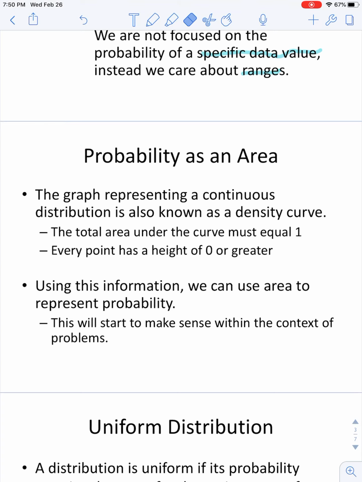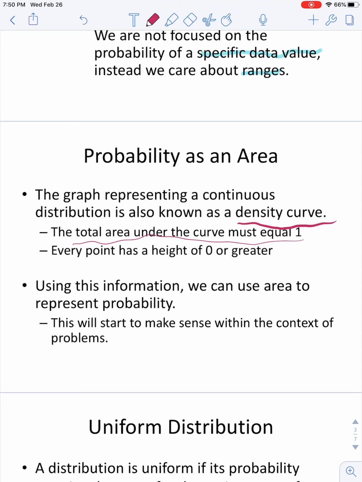What using area for probability is we're going to create something called a density curve, and there's a few rules about a density curve. The total area under the curve has to equal 1. That's one of the rules. Every point has a height of 0 or greater. What this does is it simulates probability. All probability is supposed to add up to 1. So if the area under the curve adds up to 1, that kind of acts like probability. The heights act like individual probabilities. Any individual probability has to be greater than 0, and that's why this says the height is 0 or greater.